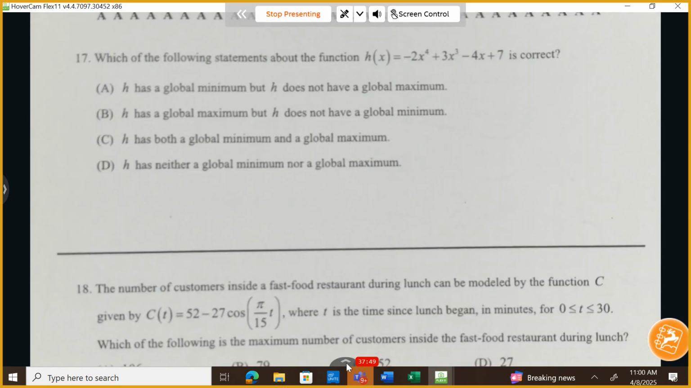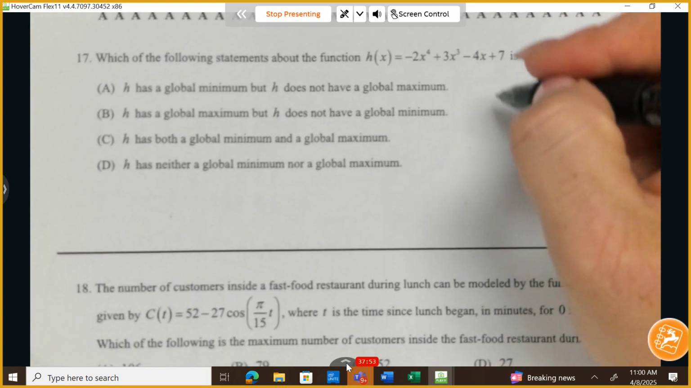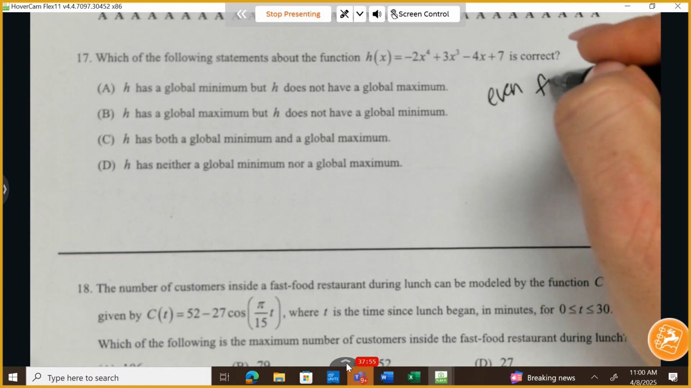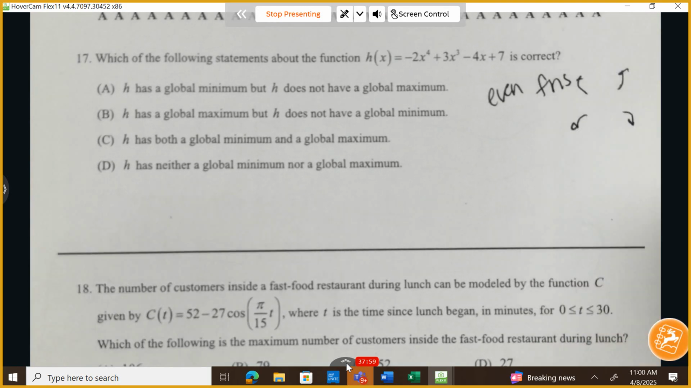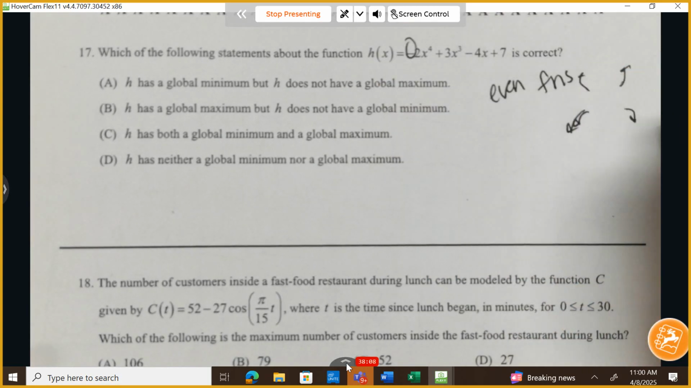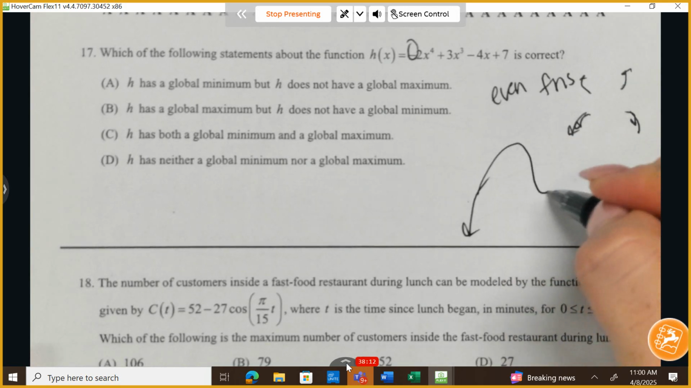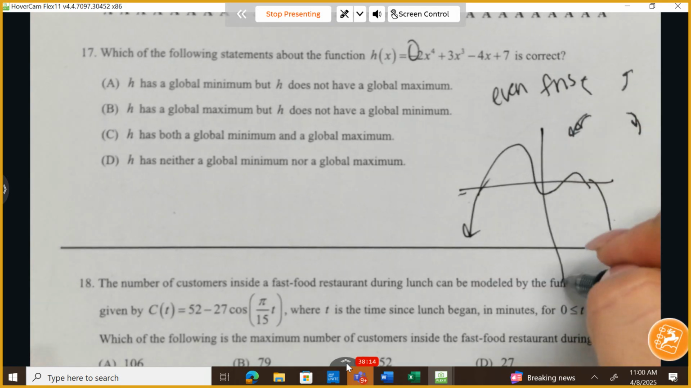Okay, so I see a function that has a degree that's 4. When we have degree 4, we have an even function. Please write down even function. So even function means the end behavior on both sides is either both going up or both going down. So hands are up, if you think of this, your hands are going up, or both going down. But because it's negative, it means it's down on the left and it's also down on the right. So it's looking probably something like this.